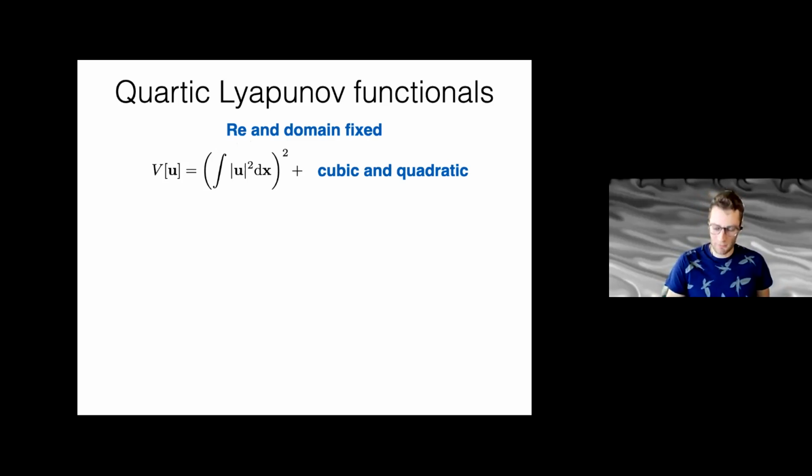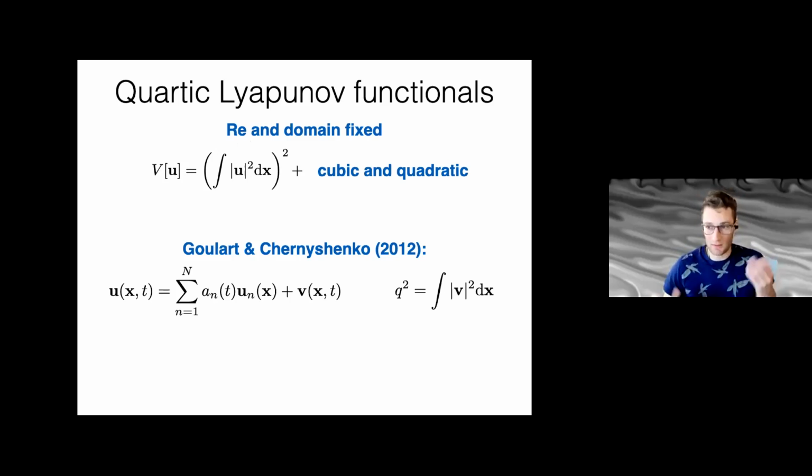And I'm going to do this in a very particular way, basically because we knew how to make this work, which is I'm going to follow this idea of Goulart and Chernyshenko, where I'm going to expand u in a partial Galerkin expansion. So I'm going to take n modes from some chosen basis. So these u sub n modes, these are known spatial functions that I've selected, right? But the projections onto this basis, the a_n amplitudes, these are unknown, right? Because my u is an arbitrary perturbation field. So these are essentially arbitrary amplitudes.